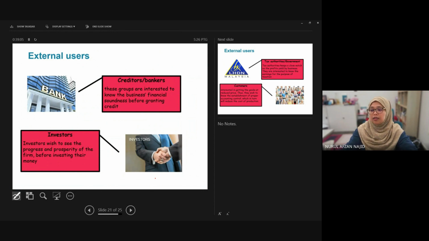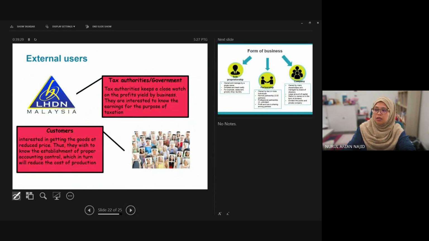Sama juga dengan investor. Investor akan tengok kalau aku nak invest ni, kita kena tengok financial statement dia. Megah Holding ni sentiasa dapat profit. So why not I invest 1 bilion untuk Megah Holding supaya dia lebih bermegah-megah dengan profit yang dia buat. Macam itulah investor. Alright. So kalau ada lagi external users, dari segi tax authorities, government kena tahu berapa banyak profit yang bisnes sudah buat sebab kita nak dapatkan tax.